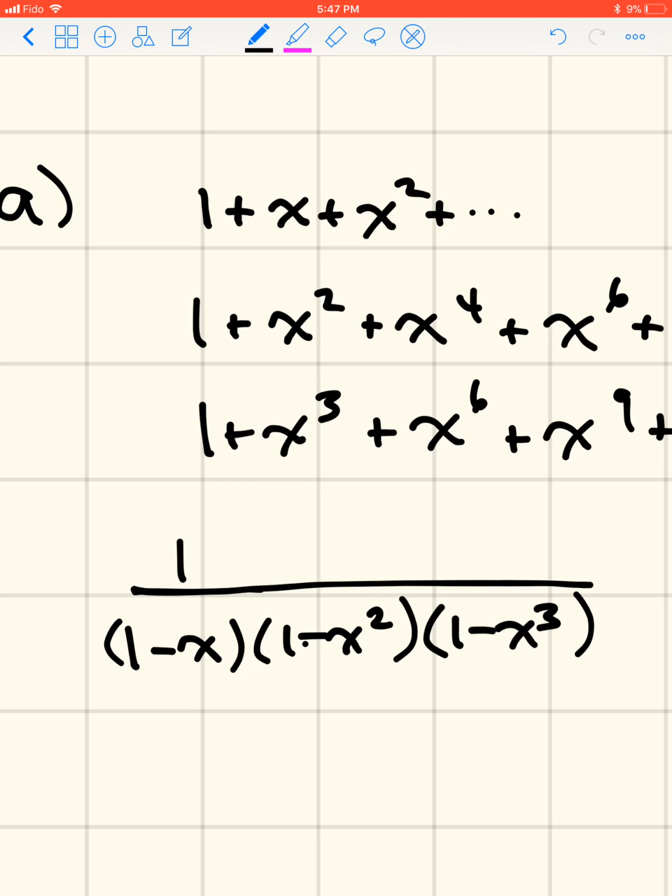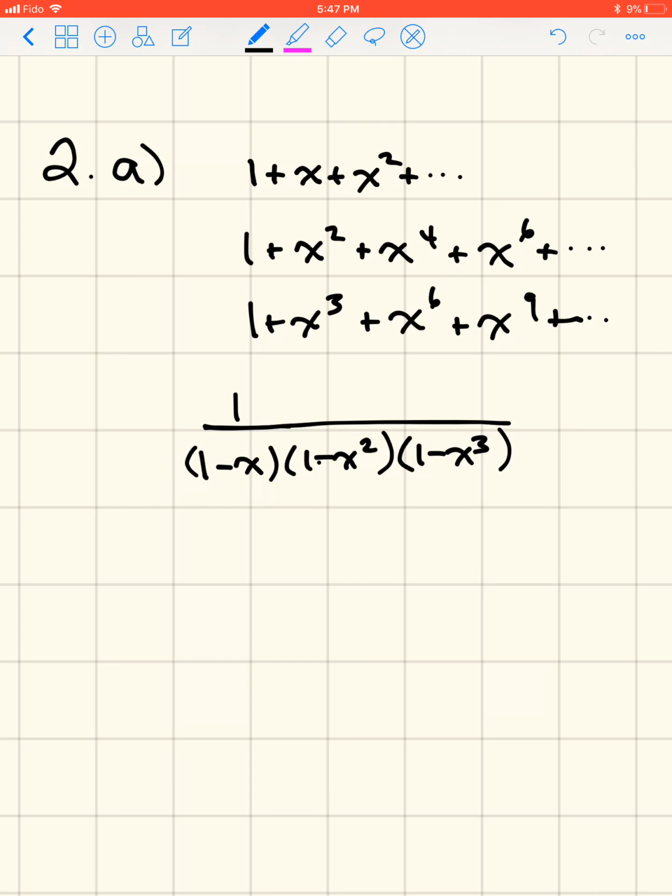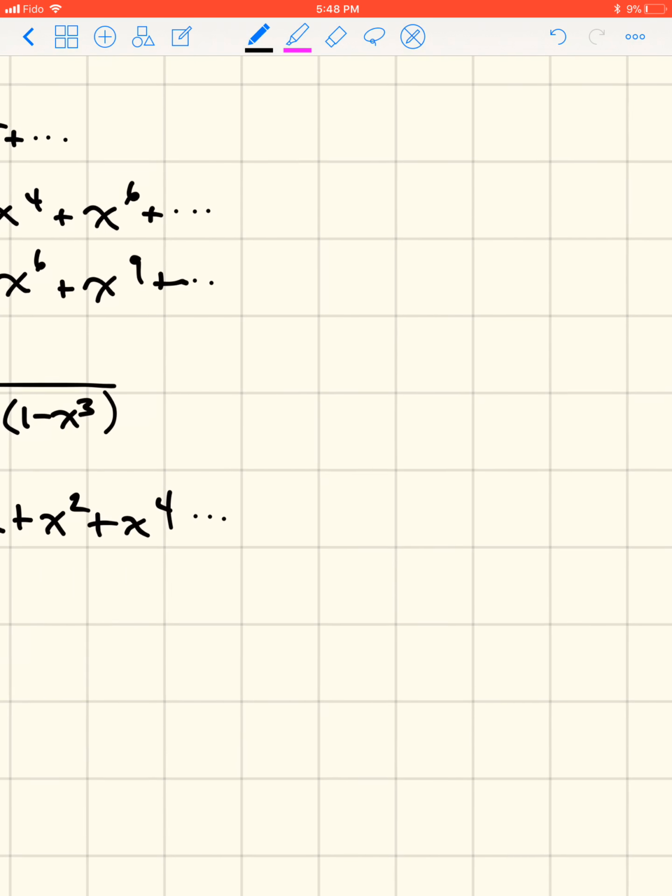Part B, though, asks us to use that to find the number of partitions of 9 whose parts are 1 or 2 or 3. And I'll show you how to do that. Well, it's the coefficient of x to the 9, so we'll go back to the power series format, and we need the coefficient of x to the 9 in the series that looks like this, times this one, times this one.